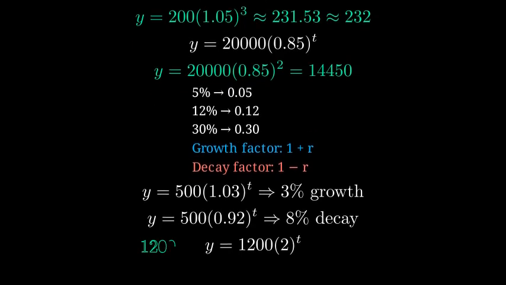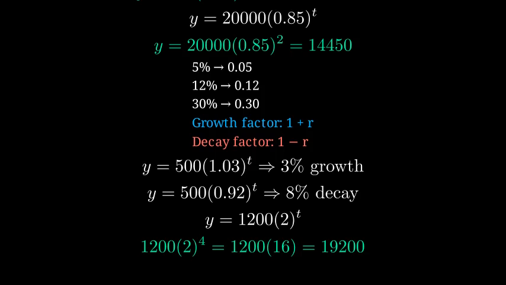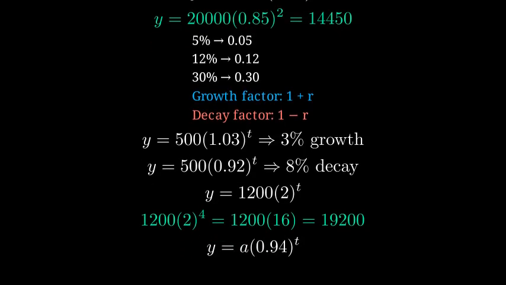Word problem. A bacteria culture starts with 1,200 bacteria and doubles every hour. This means the multiplier is 2, so y equals 1,200 times 2 to the power t. After 4 hours, that becomes 1,200 times 16, which equals 19,200. Another example. A radioactive sample decreases by 6% each year. So the formula is y equals a times 0.94 to the power t.